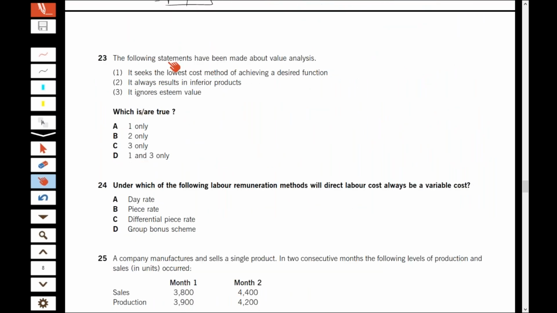Question 23. The following statement is made about value analysis. Value analysis means creating the value in the organization, in the product or the services. Which of the following statements are true? Number one, it seeks low cost method of achieving a desired function. Yes, value means your cost should be low. If your cost is low, that means your profit is high, and that is a valuable product for me.